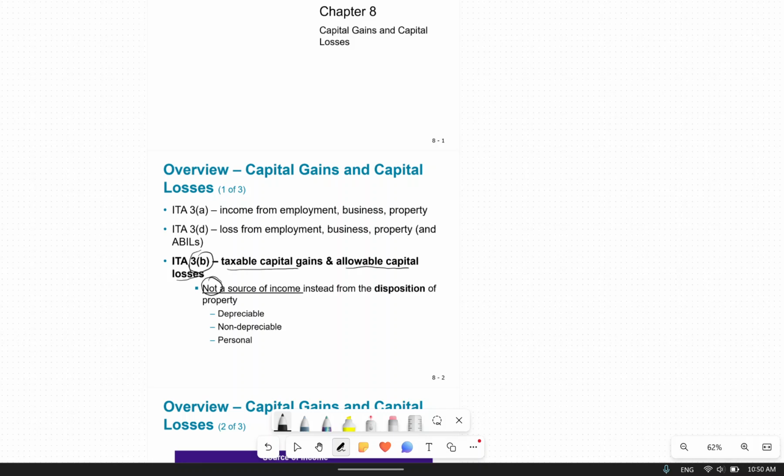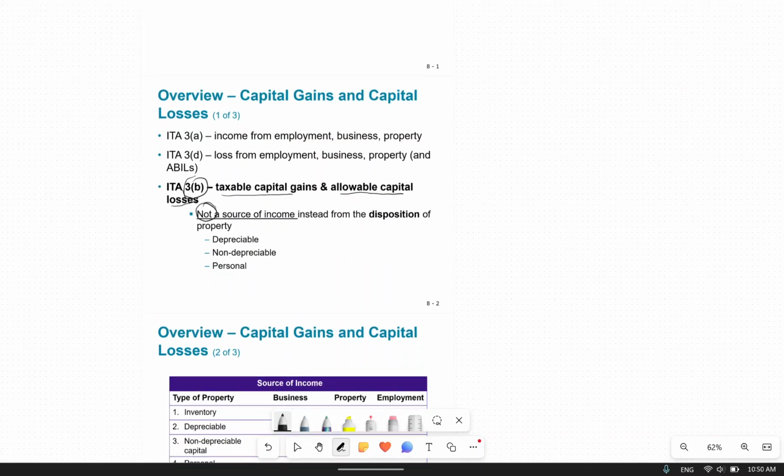Instead, when do you get a capital gain? When you dispose of a property. When do you get a capital loss? When you dispose of a property. That's when we have a capital gain or a capital loss. If you sell it for more, you have a gain. If you sell it for less, we call it a capital loss. When we think of it, we think of a taxable, or we call it allowable. So this is what this chapter is going to be.